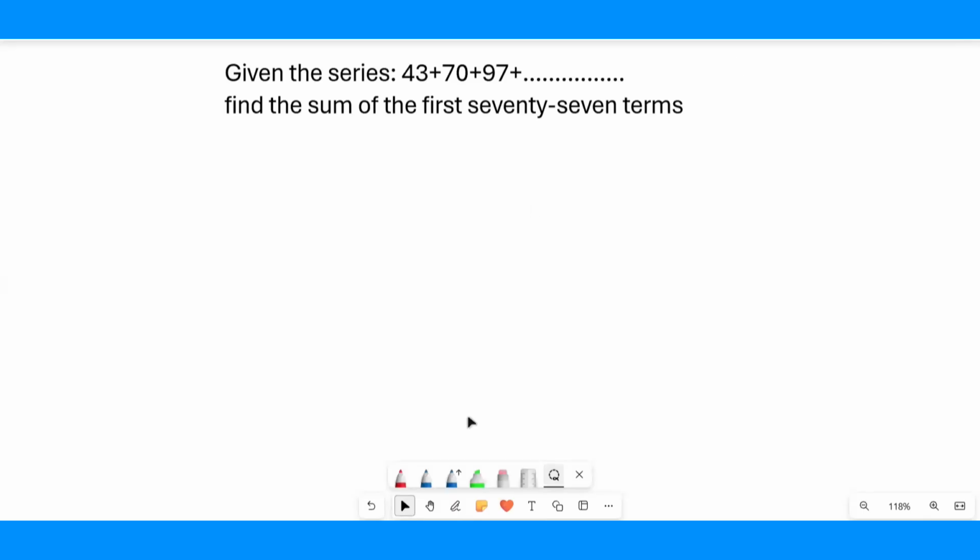So today what we're looking at is arithmetic progression. Let's look at what this question says. So this question says, given the series 43 plus 70 plus 97 plus, and it goes on, find the sum of the first 77 terms.